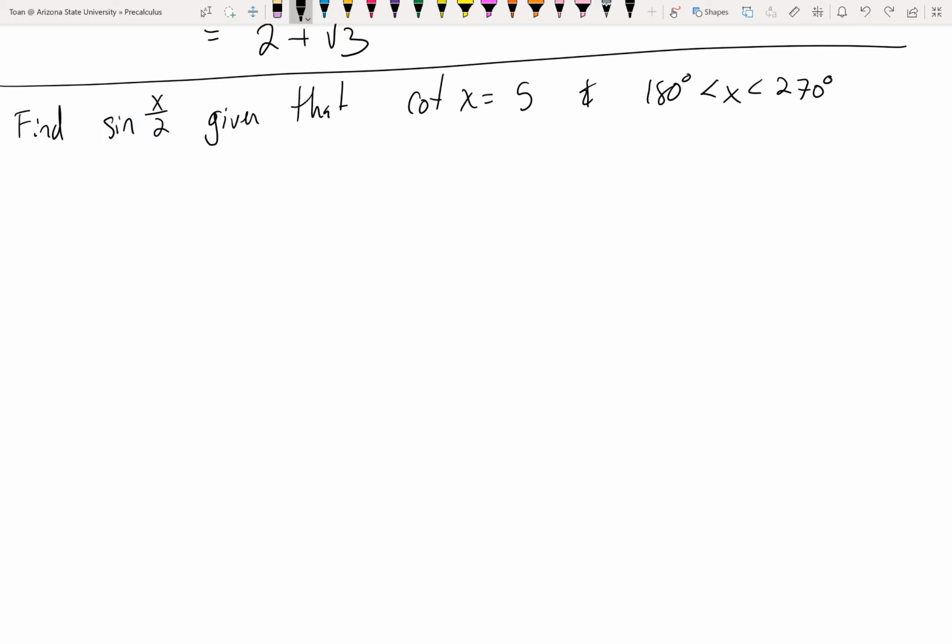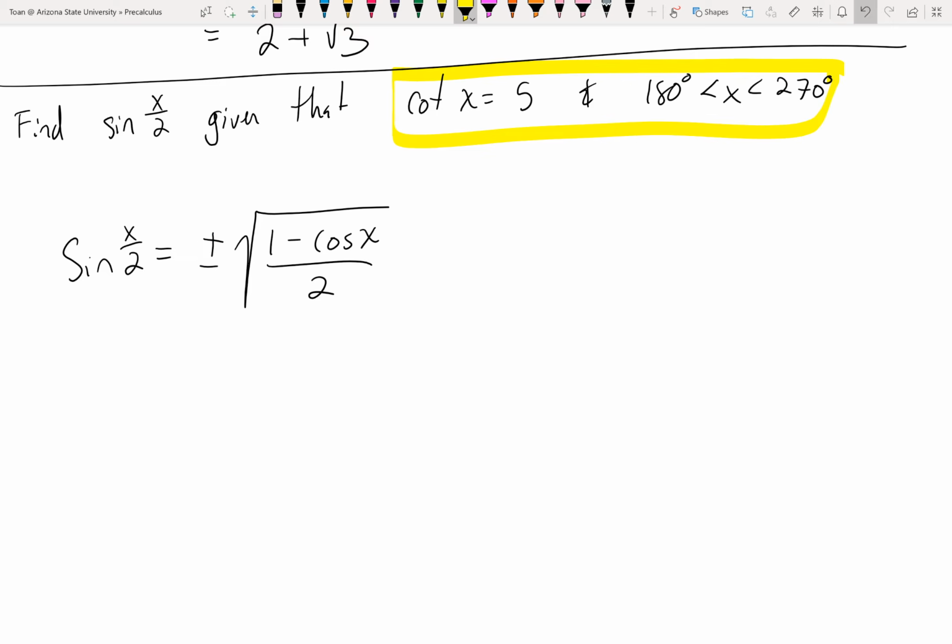But if you look at the half angle formula for sine, that equals plus or minus the square root of 1 minus cosine of x all over 2. We got two issues. Number one, I need to know what the cosine is, and number two, I need to know if it's positive or negative. That's where these extra pieces of information come into play.